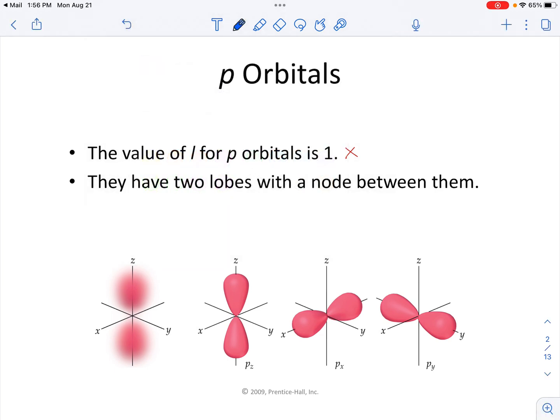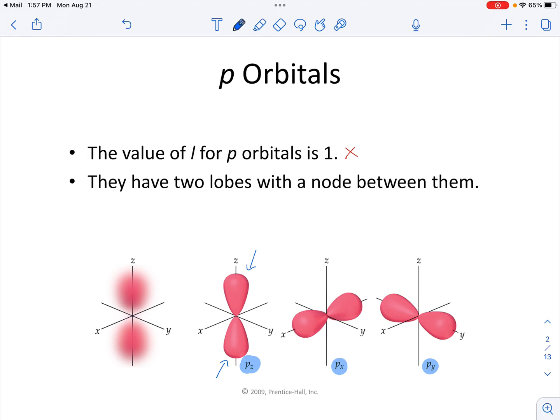When we talk about p orbitals, it's going to have two lobes, either above and below the xy plane for pz orbitals, in front and behind the yz plane for px orbitals, and then in front and behind the xz plane for py orbitals. So for any value of n, meaning a particular row in the table, again, there's going to be 3 distinct p orbitals. And remember, each orbital can hold a maximum of 2 electrons.